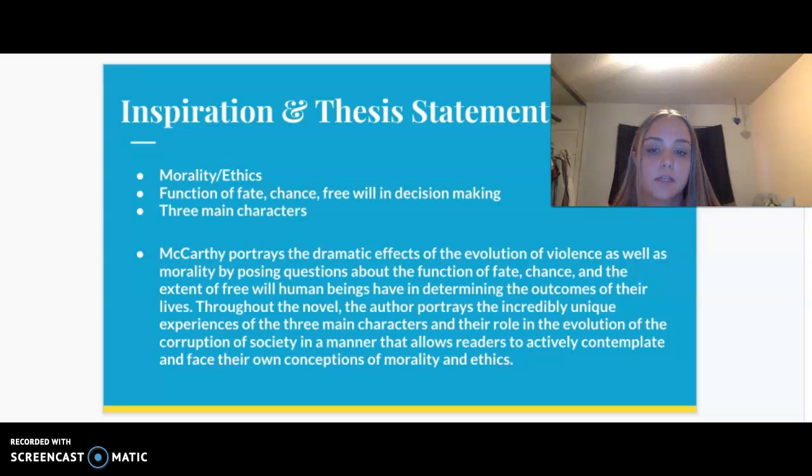My thesis statement discusses how McCarthy portrays the dramatic effects of the evolution of violence as well as morality by posing questions about the function of fate, chance, and the extent of free will human beings have in determining the outcomes of their lives. As the author consistently portrays the incredibly unique experiences of the three main characters and their role in the evolution of the corruption of society in a manner that allows readers to actively contemplate and face their own conceptions of morality and ethics.